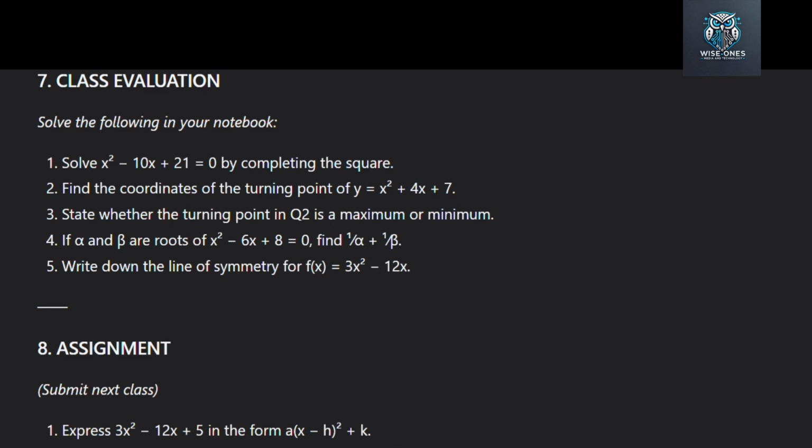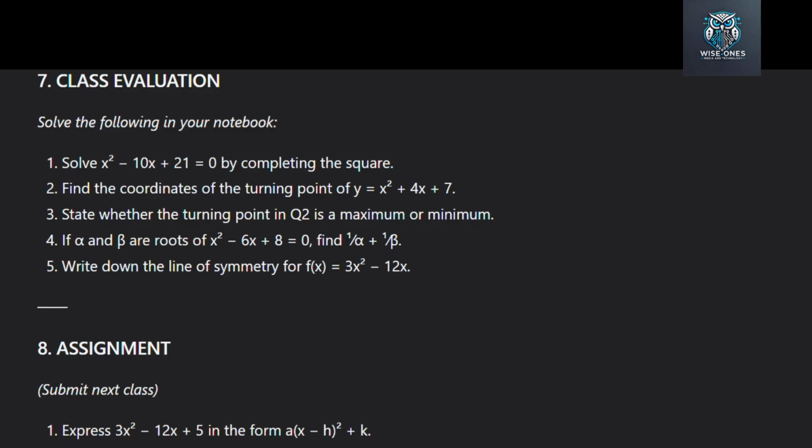Question 4. If alpha and beta are roots of x squared minus 6x plus 8 equals 0, find 1 over alpha plus 1 over beta. Question 5. Write down the line of symmetry for f of x equals 3x squared minus 12x. Take your time. Write down your steps. Do not rush. I will wait for you.